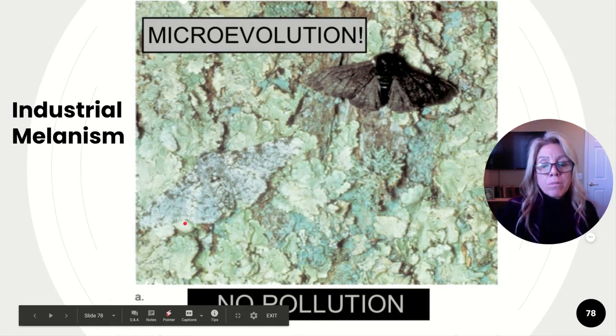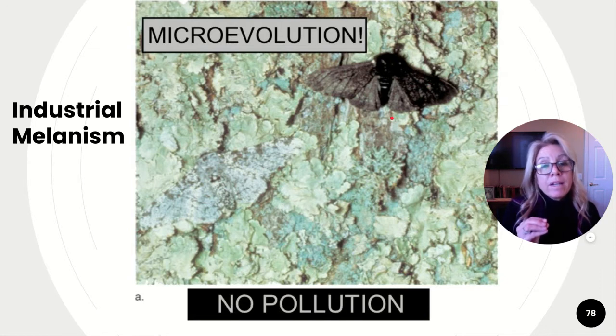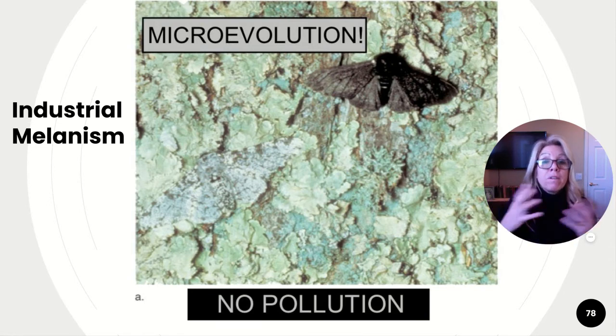Now, when there was no pollution, obviously the lighter colored moth was more well hidden. And so the black moths would get eaten more readily, their numbers would go down, and so they wouldn't have the chance to reproduce. So when you looked at those two colors within a population, the lighter colored moth would be more prevalent than the darker colored moth.